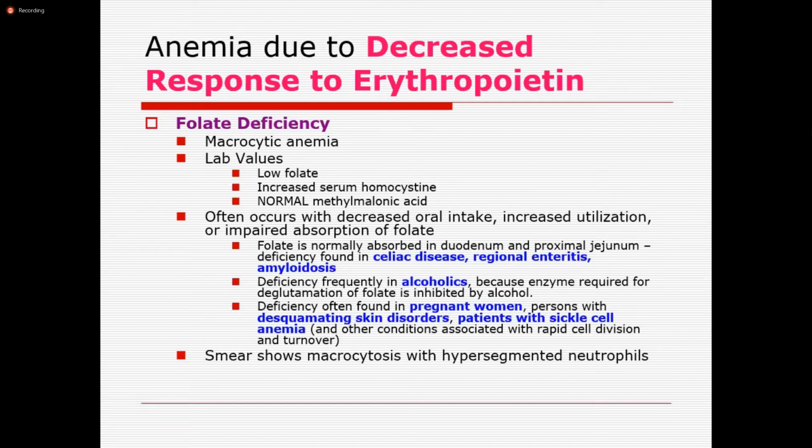Folate is normally absorbed in the duodenum and proximal jejunum. And patients with celiac disease, regional enteritis, amyloidosis, inflammatory bowel diseases may present with folate deficiency. Also, alcoholic patients may present with folate deficiency. The smear shows macrocytes with hypersegmented neutrophils, but B12 levels should be normal. Next, please.